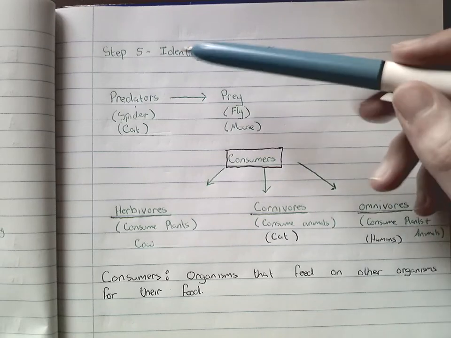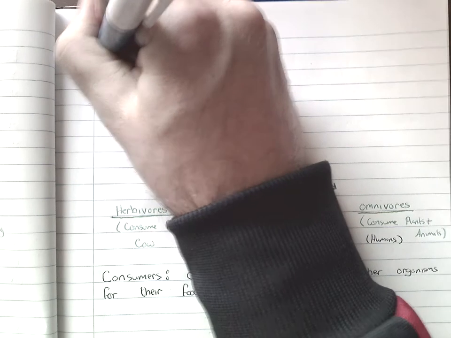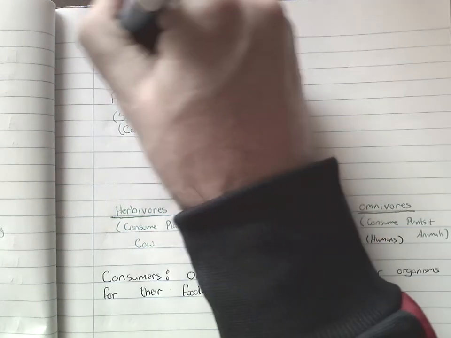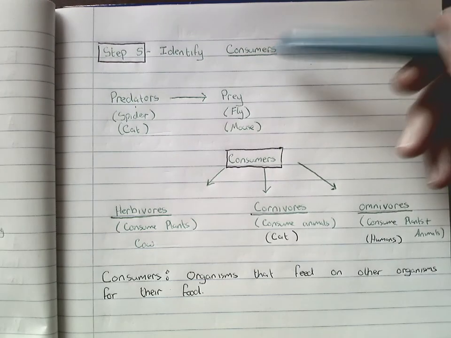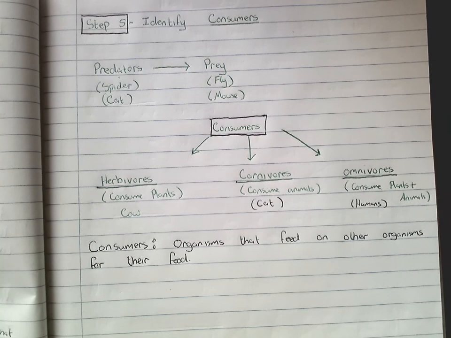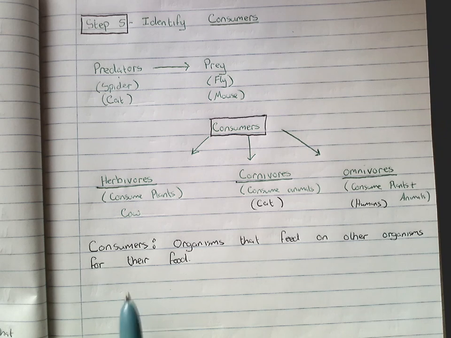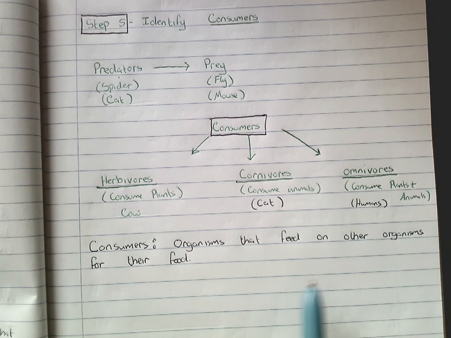So this is step 5 in relation to the study of your habitat, you're studying the consumers. And just to summarize what we've covered in this lesson, we've looked at the different types of consumers that you can have. So what are consumers? Consumers are organisms that feed on other organisms for their food.